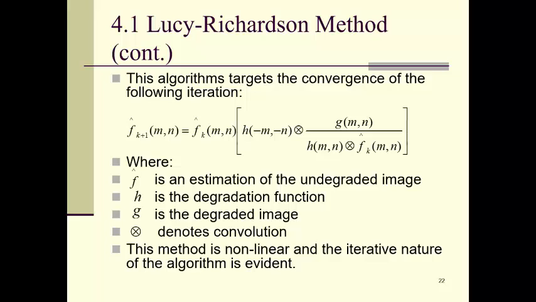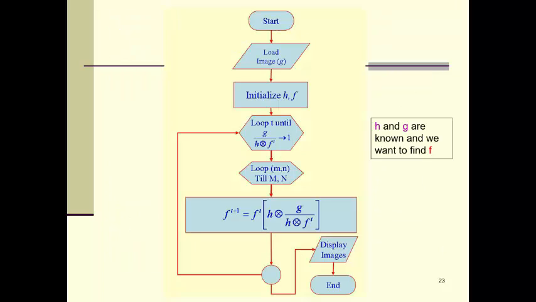Exactly. As long as this value approaches this value, this means that we have reached the correct f. Because here we know that g is the result of convolving the h with the f. So if I find that the convolving of the h with the f hat is approaching the g, well, this means that we are approaching the correct solution, right?